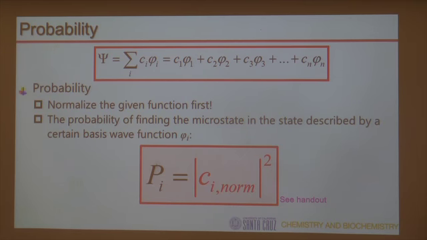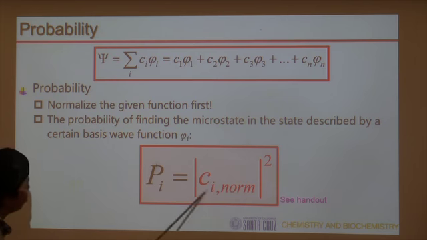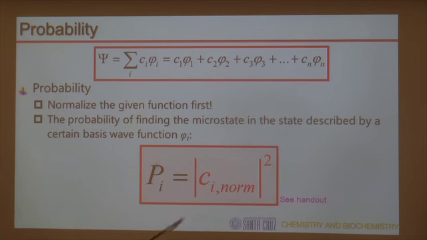Actually pretty straightforward. In this linear combination part, the superposition, the hard part is the conceptual part. The easy part is the evaluation part, the calculation. If you know the equation, which one you want to use, you simply plug in, you get everything. So first, you need to normalize the coefficient.